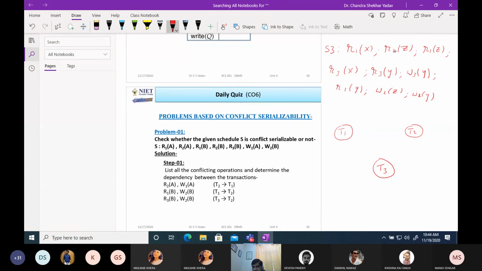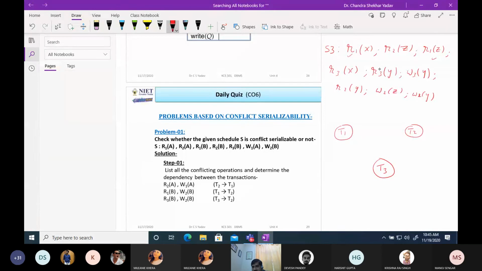No cycle. Then we will see this and this. No cycle because both are accessing different data items. Then we will see this with this. Here both are accessing the same data item, but both are performing read, so no conflict.